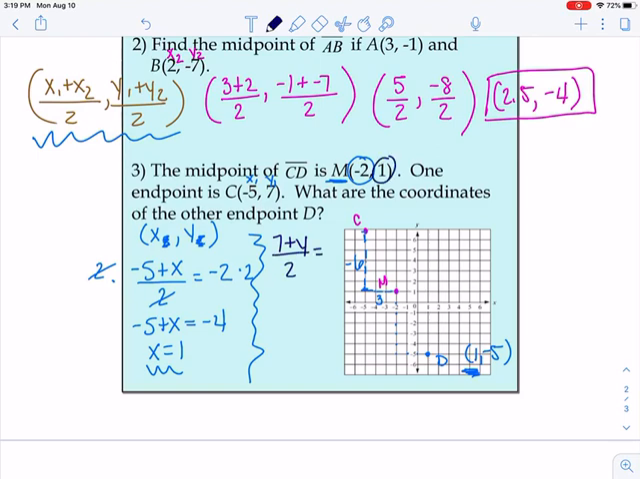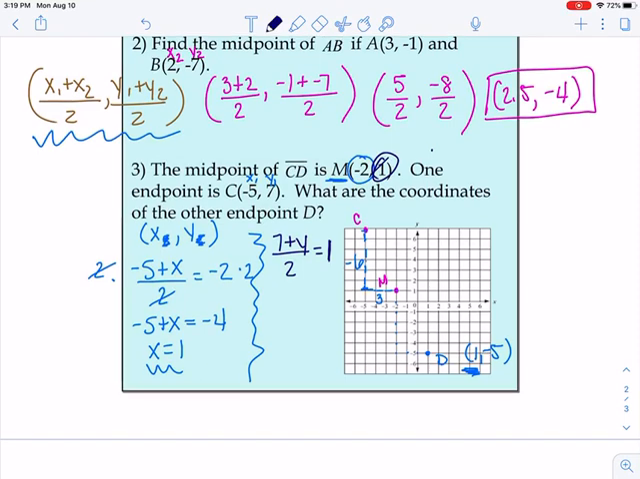And again, I know what I get when I do that, because I was told what the value of the midpoint was. It's 1. So that's going to give me 1. And again, we'll solve. Multiply both sides by 2. So the 2's will cancel on the left, leaving you with 7 plus y. And on the right, 2 times 1 will be 2.